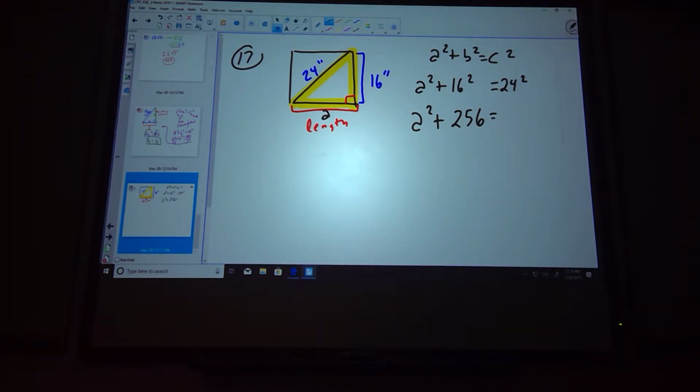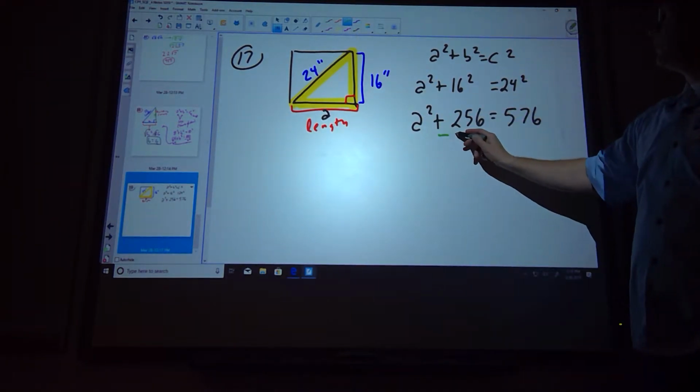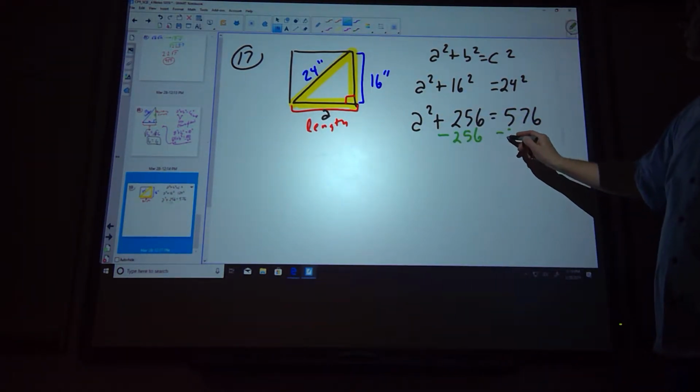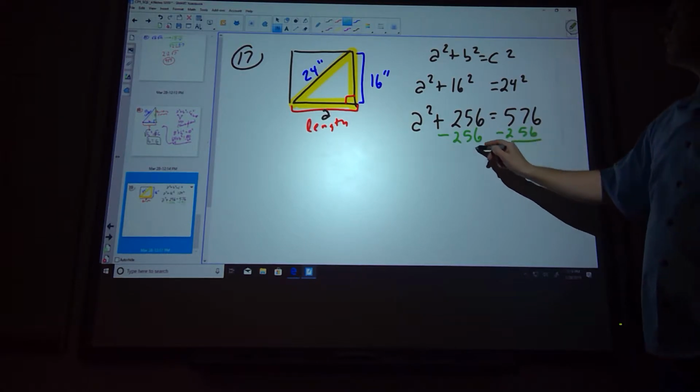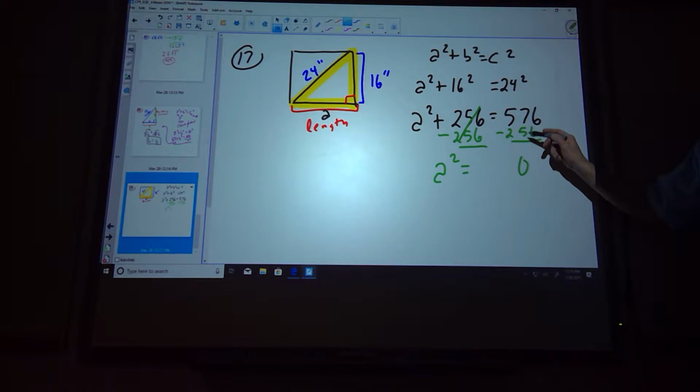24 times 24 is, I believe, 576. Did anyone do that math? Can you verify that? Is it right? Good? Okay. Now I'm going to subtract 256 from both sides. That cancels. So I get a squared is equal to, let's subtract, 6 minus 6 is 0. That's 2. That's 320. So that means a squared is 320.